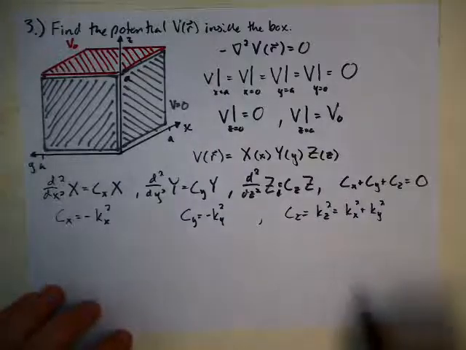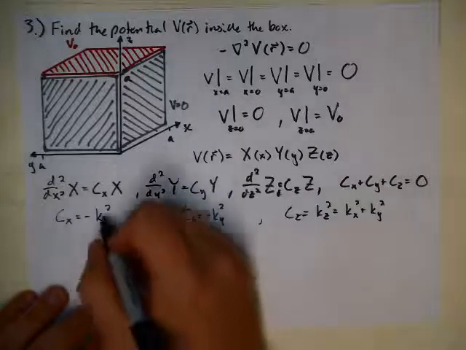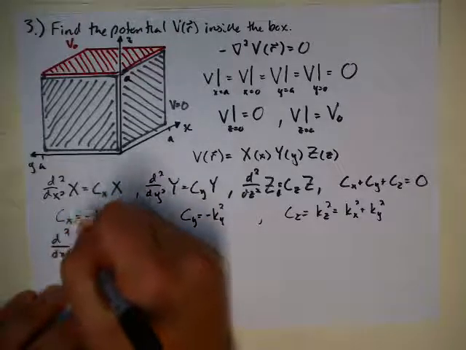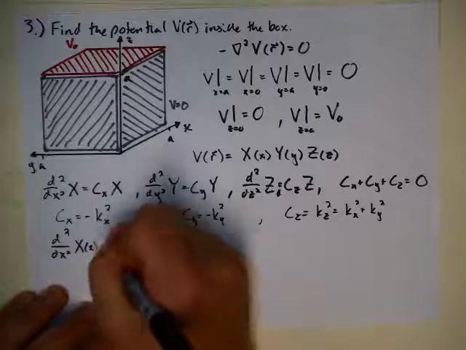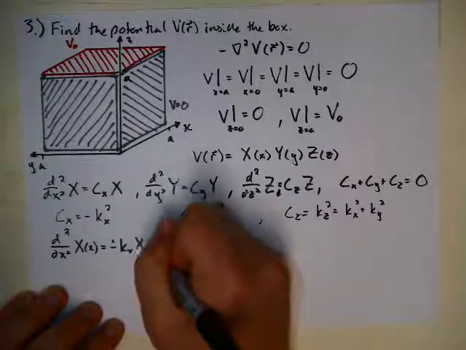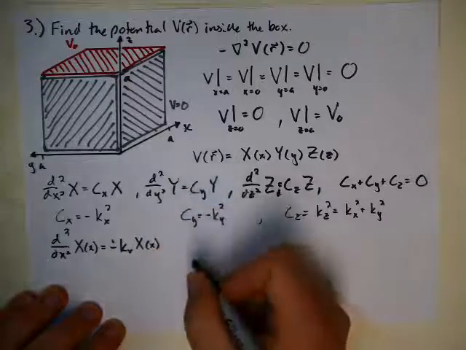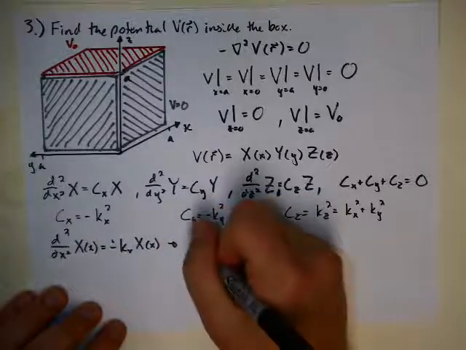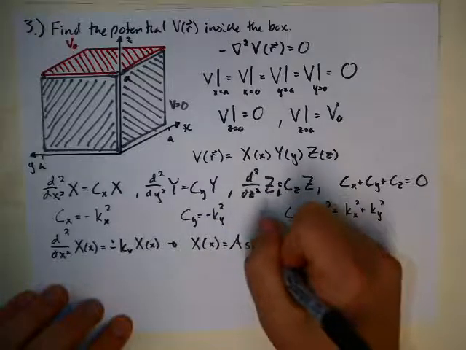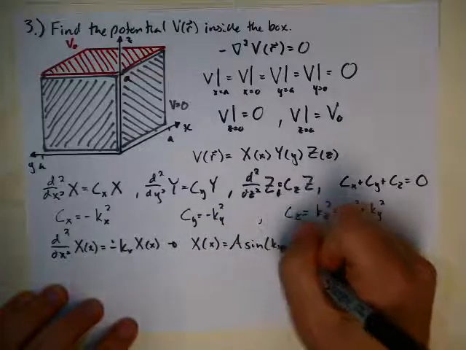Rewriting the differential equation with this in it, I'm going to explicitly write the x in here: the second derivative of X with respect to x is minus kx squared times X. The solution here is, of course, a linear combination of sines and cosines.